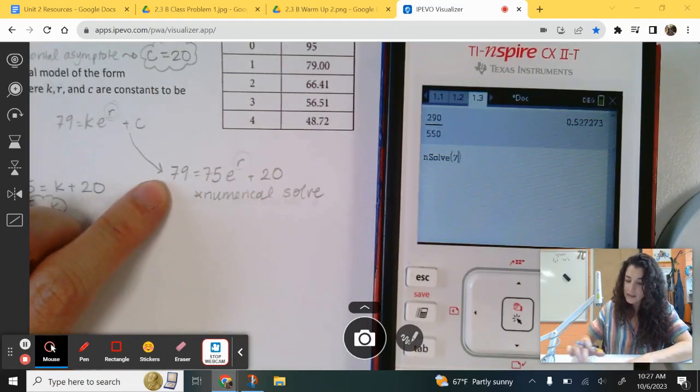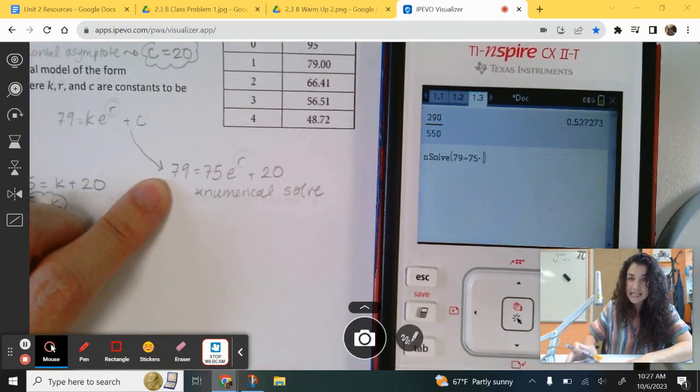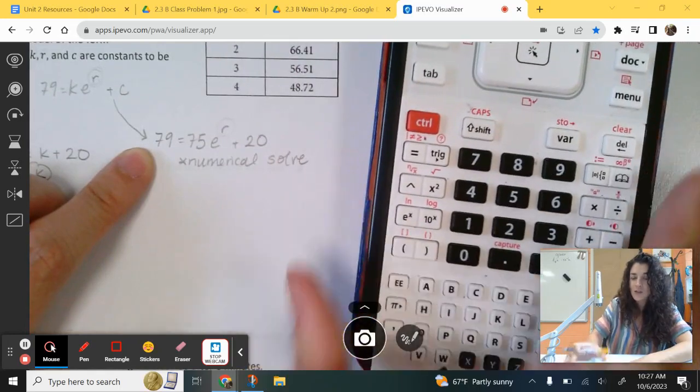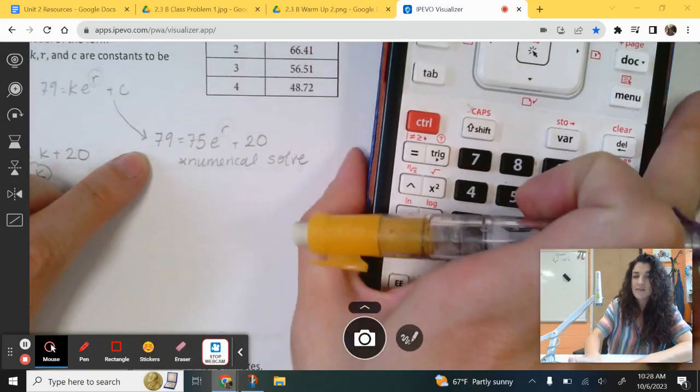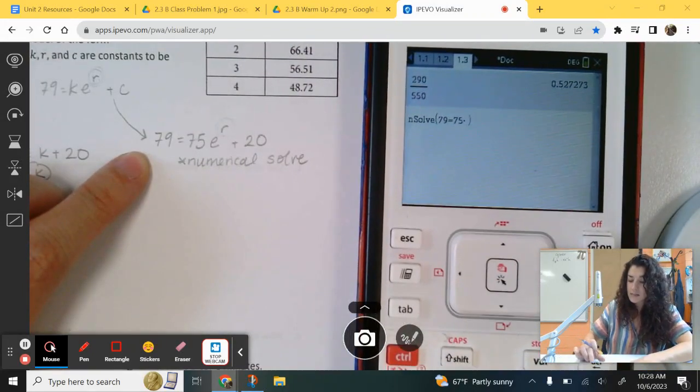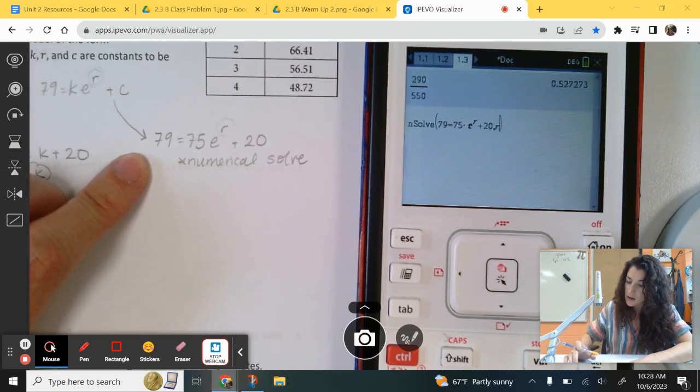And numerical solve is going to be 79 equals 75 times E. So this is why I'm not going to ask you to do this on your own. E is right here, E to the X. It's a number, right? It's right by X squared, E to the X. So I'm going to press that button, and it's already done E to the, and then I'll put R because I want to stay consistent, but if you wanted to put X, you're totally fine. Plus 20, comma, R. Press enter.